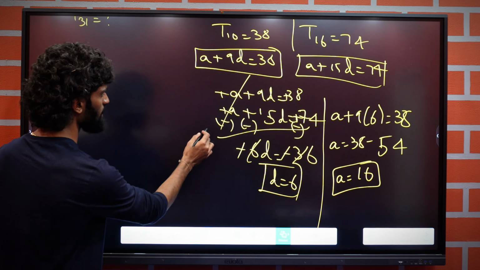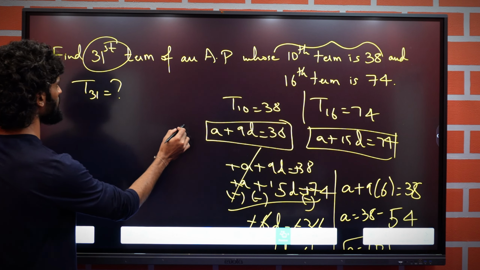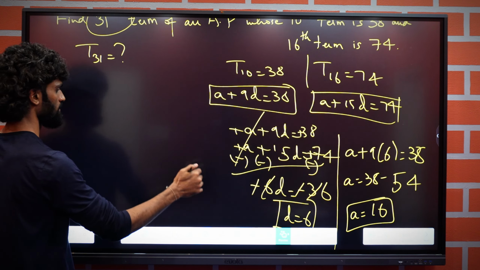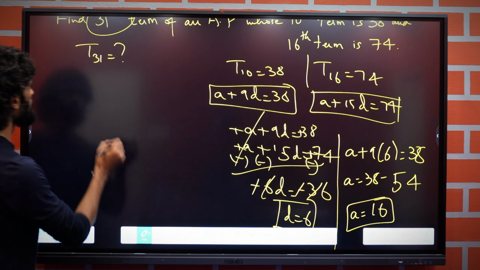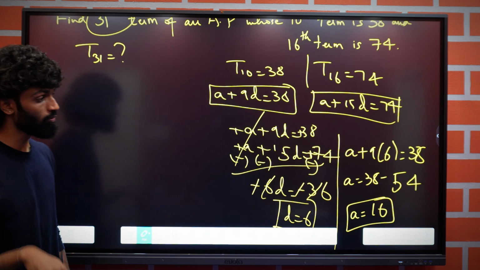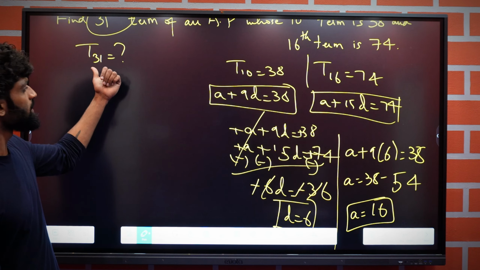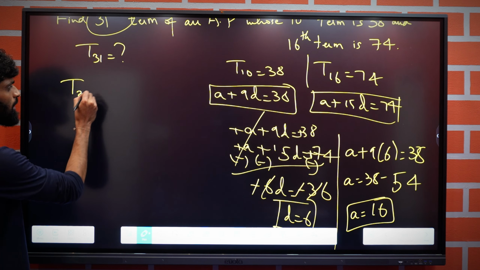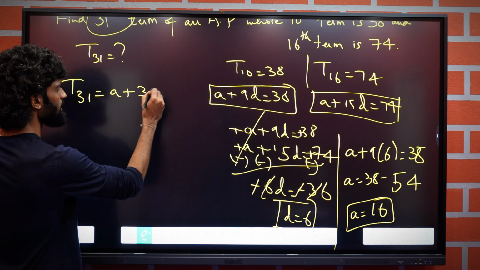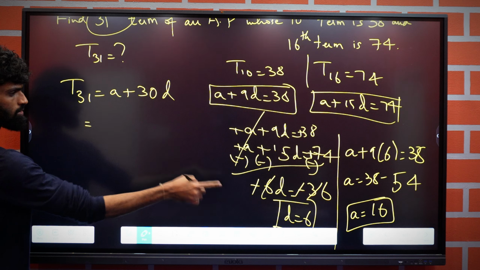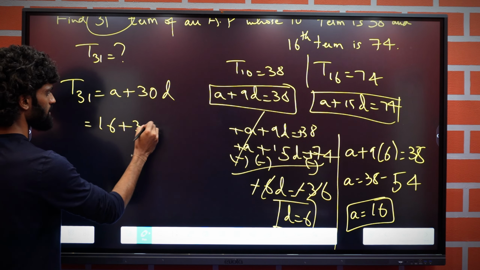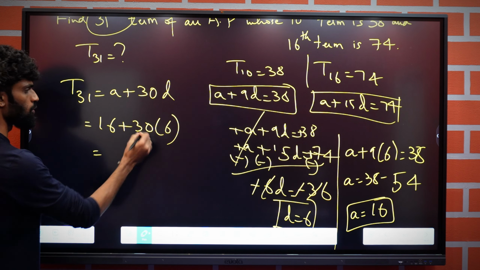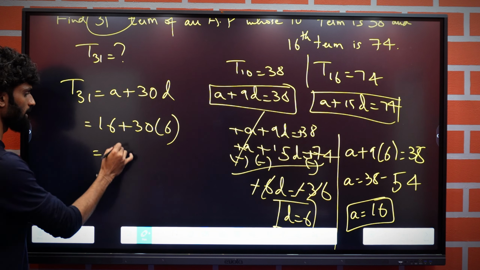I'm supposed to have the value of t. Now can you find T31? Obviously. T31. Oh, okay. If you're thinking, can't we write this in terms of the same form? You can. So think, what do you think T31 can become? A plus 30D. A's value is 16 plus 30 into 6. Do the math. 180 plus 16, 196.